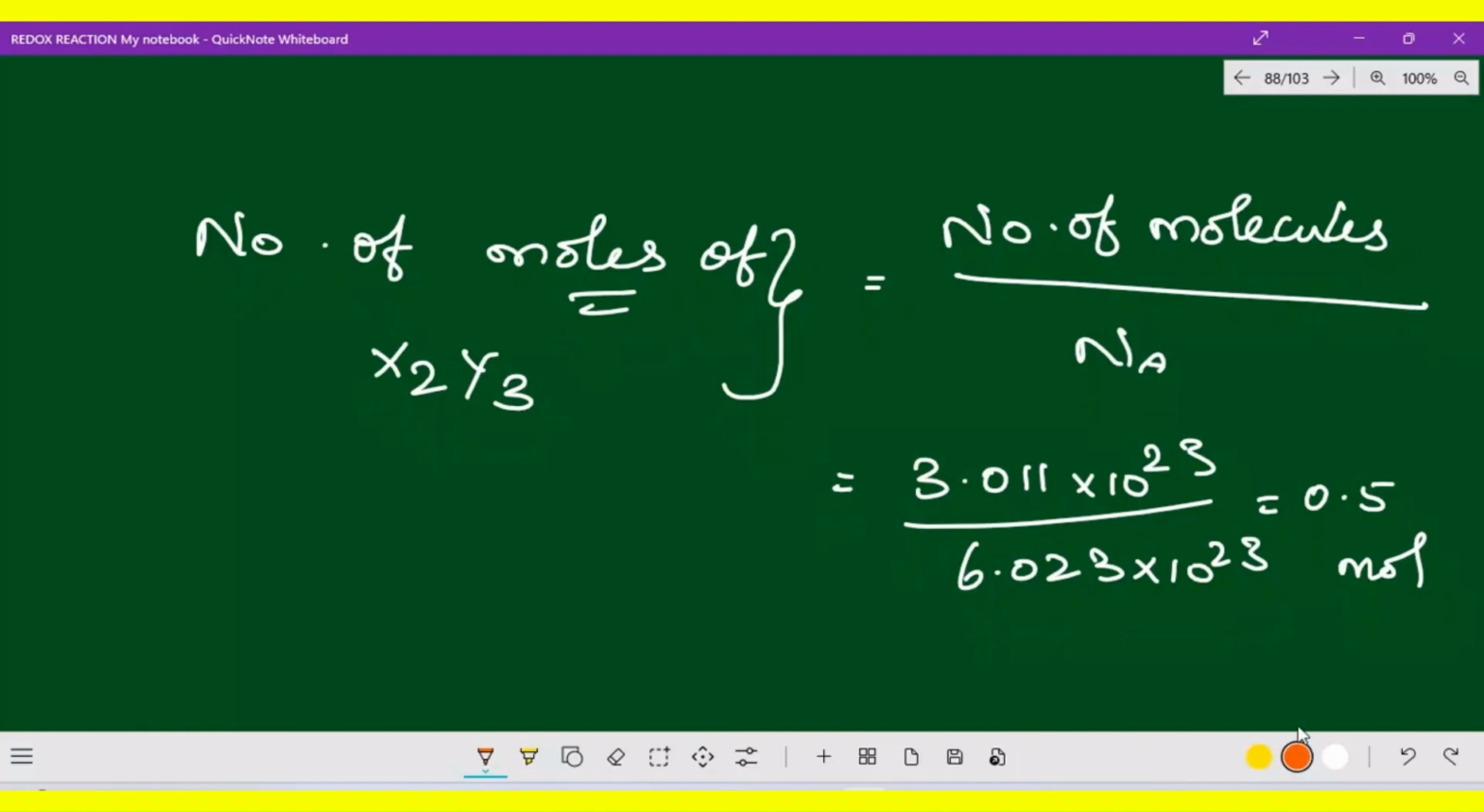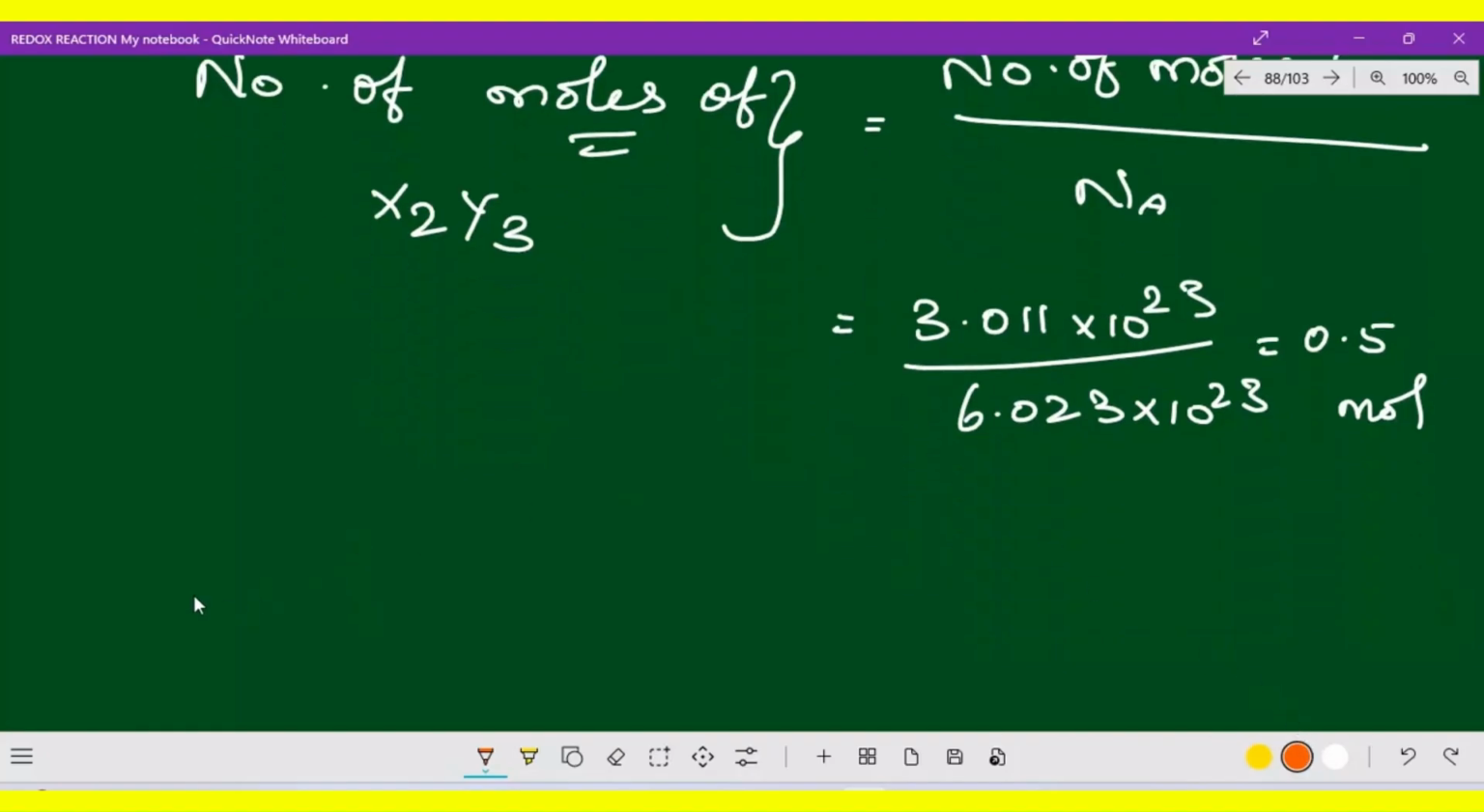Right, now for the second one, we found the moles. Now we have to identify the molecular mass. We found the number of moles, and they have given the mass. So the given mass of X2Y3, how much is it? 85 gram they have given.